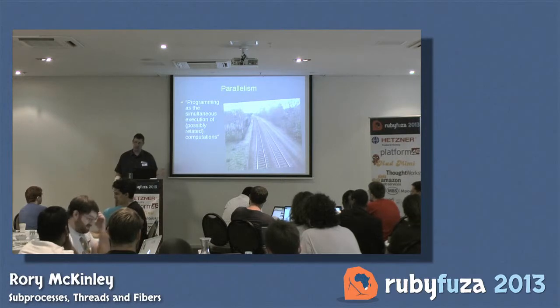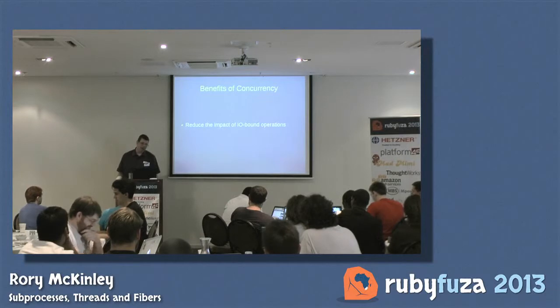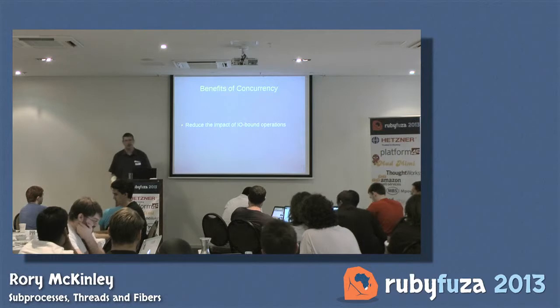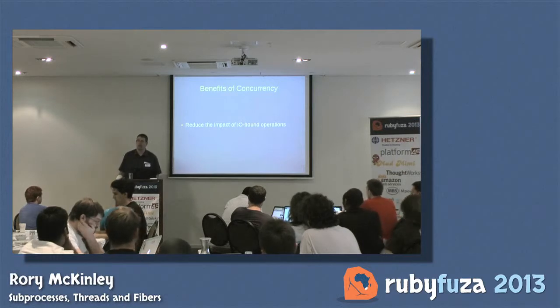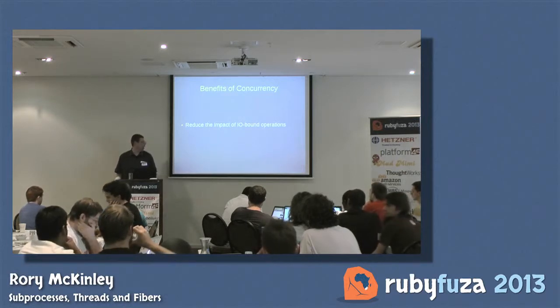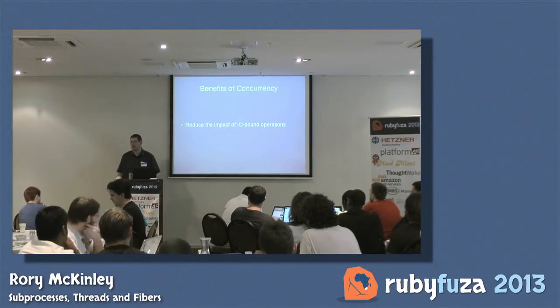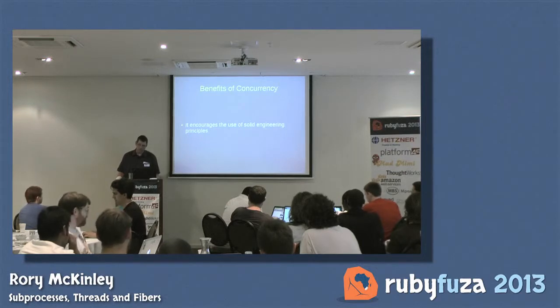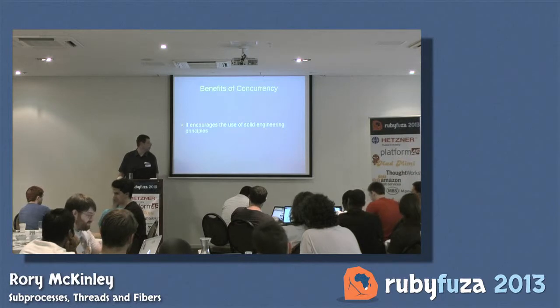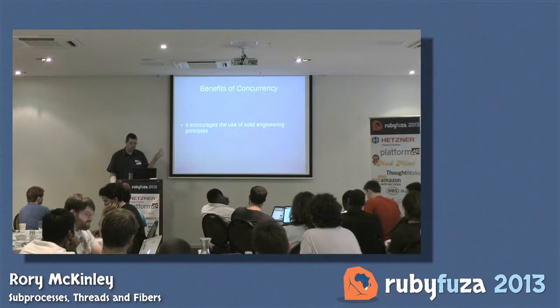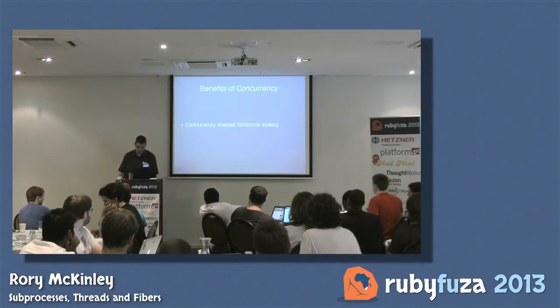So we're going to be looking at just concurrency, so that I don't have to pronounce the parallelism thing. And the obvious benefits of concurrency, the usual one you see, is it reduces the impact of I/O bound operations. So you start a long I/O operation, usually over the network, and you can switch off to something else while you wait for the operating system to tell you that it's done. It also encourages the use of solid engineering principles. If you start to go crazy with your code that's concurrent, you're likely to get into trouble fast. I'm going to spend the rest of my career trying to disprove this, but that's the theory.